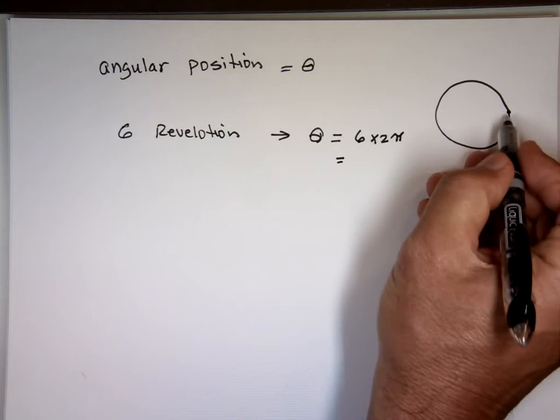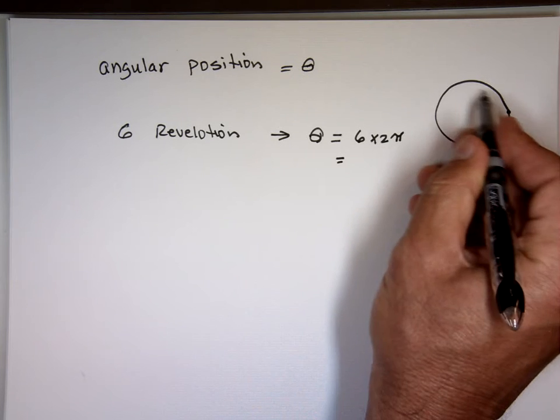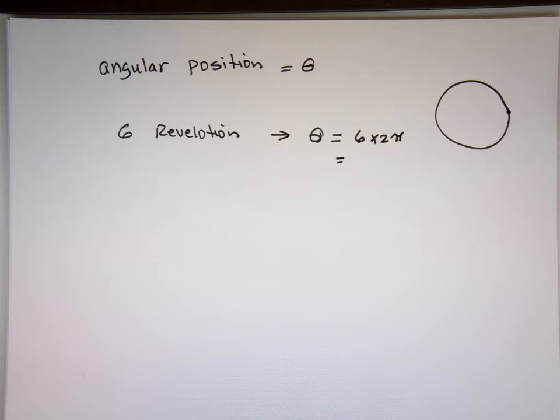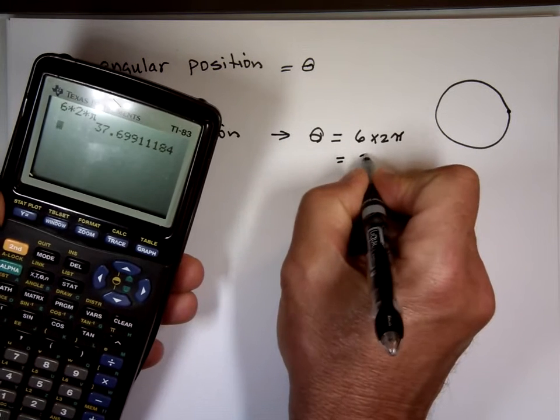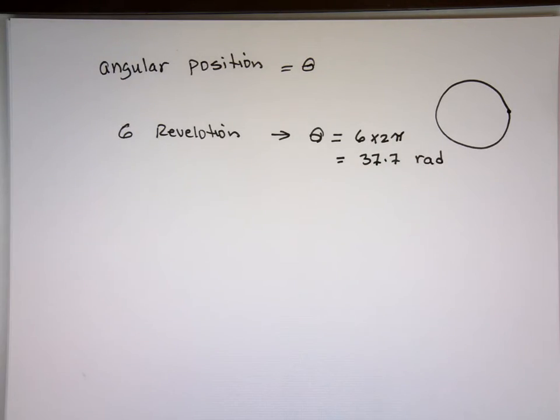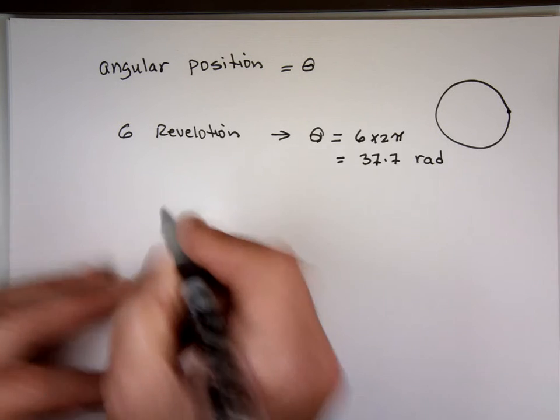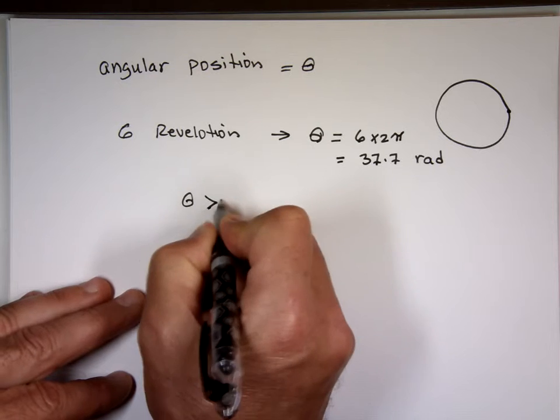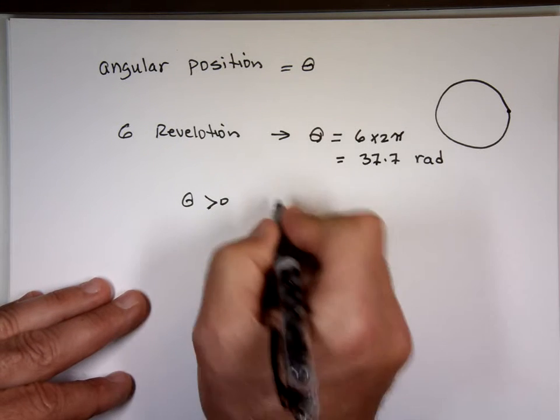Again, if you travel clockwise, that's negative. Counterclockwise, that's positive. Where's pi here? Oh, I see it. So we travel a distance of 37.7 radians. We measure the distance, angular position, in radians. How many radians did you travel? Again, positive versus negative. Counterclockwise, theta is positive.